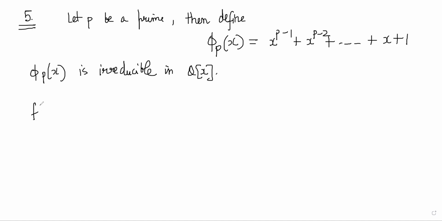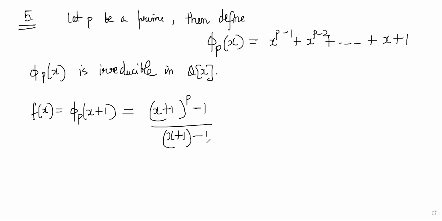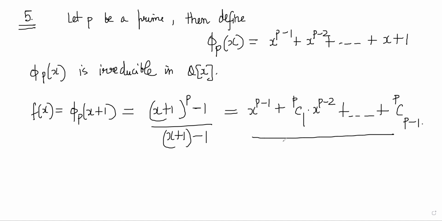How? We can show that, let's take f of x as phi_p of x plus 1. And that will become, by the geometric series formula, this. This is the GP formula that I'm applying to this. So this becomes x^(p-1) plus pC1 x^(p-2) and so on till pC(p-1). This is the polynomial that comes, which is phi_p of x plus 1. And now you can check yourself that this polynomial satisfies Eisenstein's criteria.